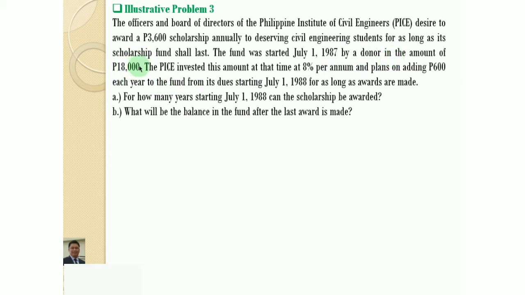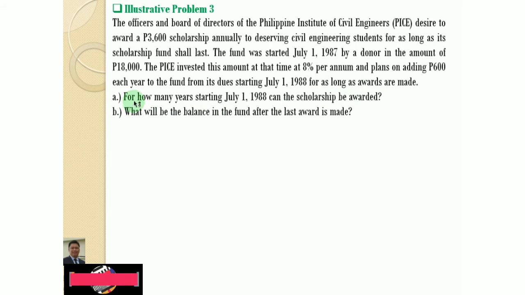So actually, this will be now our principal amount, no? And the PICE invested this amount at that time at 8% per annum and plans on adding 600 pesos each year to the fund from its dues starting July 1, 1998. So this 600 pesos, which will be now our cash deposit, will start on July 1, 1988. So a year after this July 1, 1987 actually, for as long as awards are made.